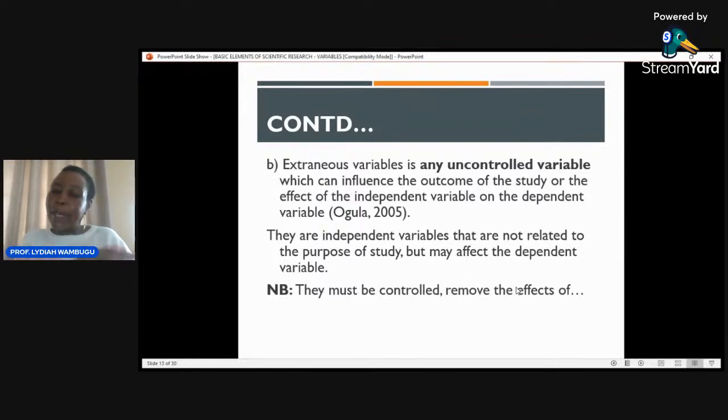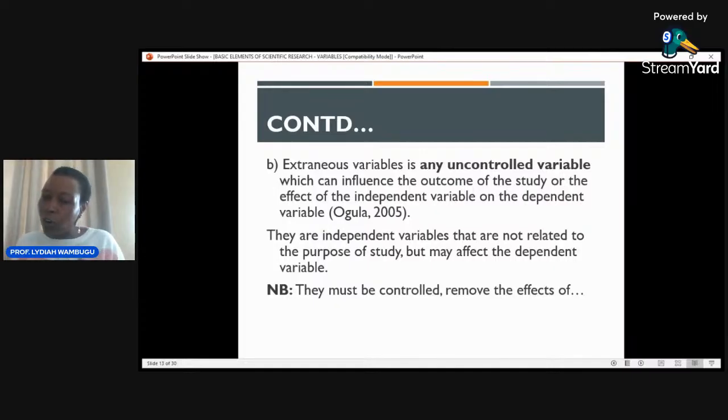So remember intervening, we said you are not able to control them, because you cannot see. Sometimes you are not able to manipulate. Sometimes you are not able to measure. So they are there, but there is nothing much you can do, but you remember to put them in your conceptual framework and explain how they are affecting your study.